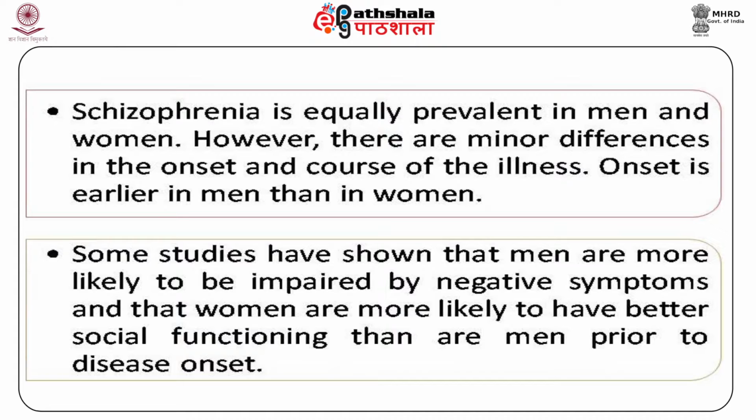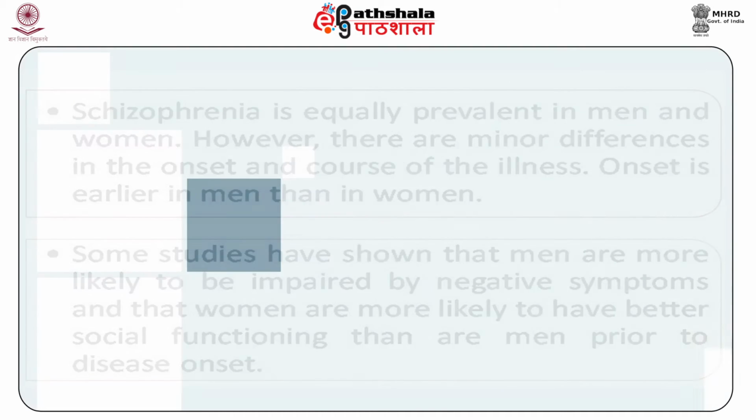Onset is earlier in men than in women. Some studies have shown that men are more likely to be impaired by negative symptoms and that women are more likely to have better social functioning than are men prior to disease onset. Age. Schizophrenia has peak ages of 10 to 25 years for men and 25 to 35 years for women. Approximately 3 to 10% of women with schizophrenia present with disease onset after the age of 40. About 90% of the patients in the treatment of schizophrenia are between 15 to 55 years old.